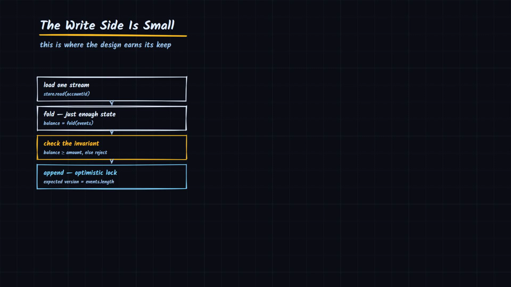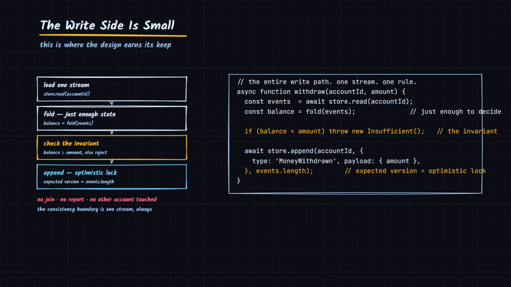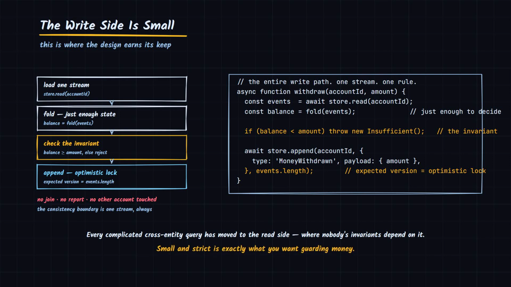And the whole operation touches a single stream, which means your consistency boundary is one account, and your locking is trivially scoped. Every complicated cross-entity query that normally lives in this layer has moved to the read side, where nobody's invariants depend on it. The write model gets to be small and strict, which is exactly what you want guarding money.